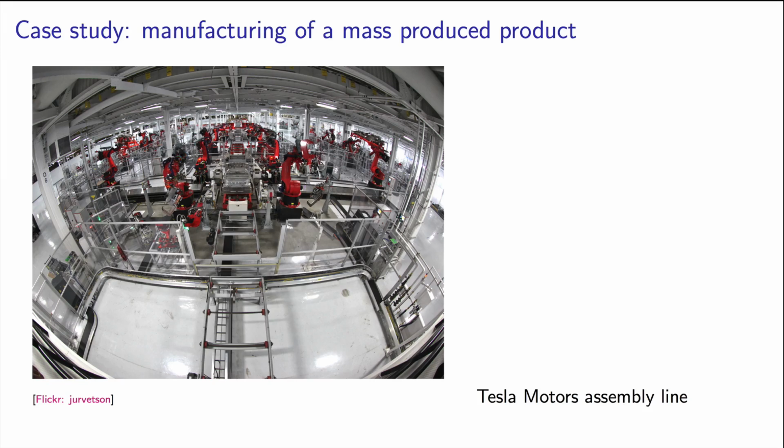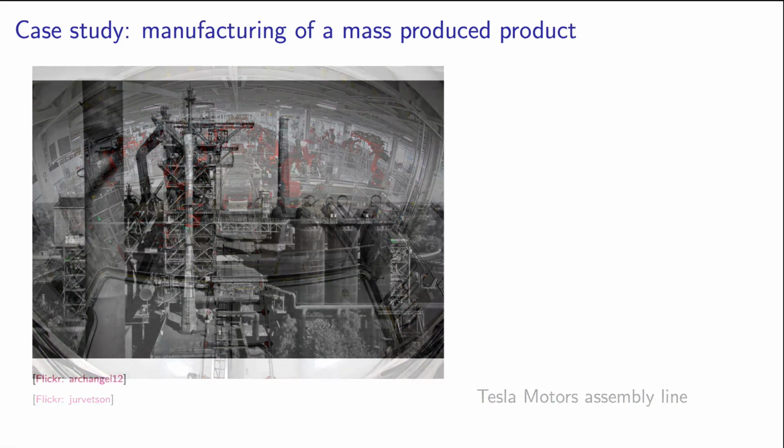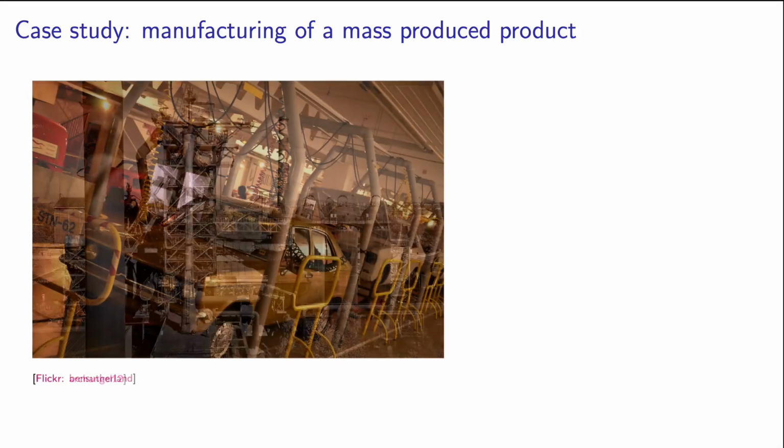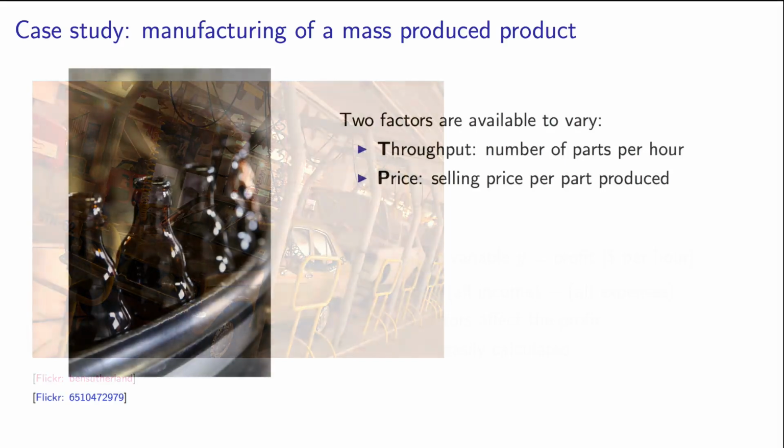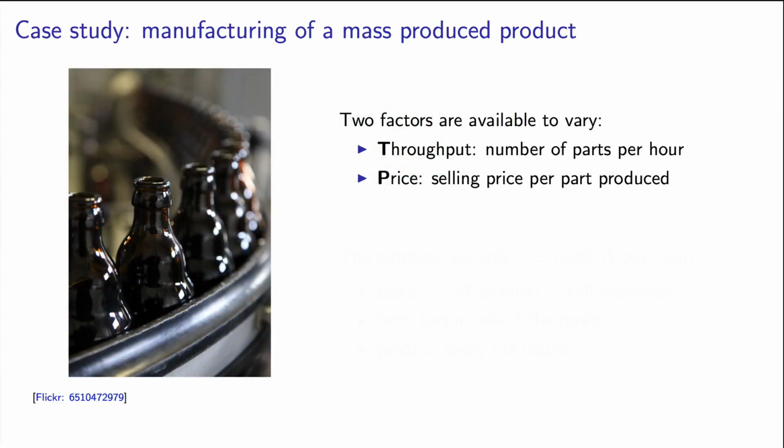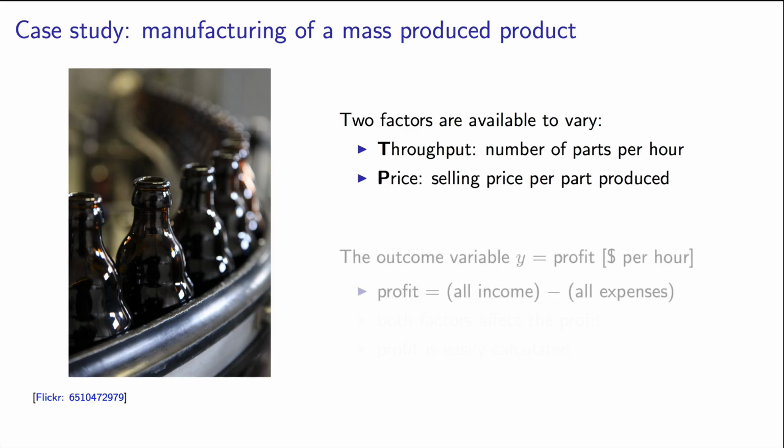In this case study, we are considering the manufacture of a mass-produced product. For example, it could be plastic parts. Maybe it's frozen foods such as pizza, petroleum, cars, metals, electronics. In fact, this example can apply to most anything that you can imagine. When goods are manufactured, a company can vary its production rate, measured as the number of parts per unit time. We call this throughput, and it will be factor T. Another variable the company can change is the selling price. This is our price measured in dollars per unit. The outcome variable here is profit, measured as dollars per hour.